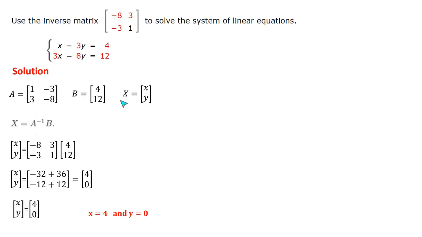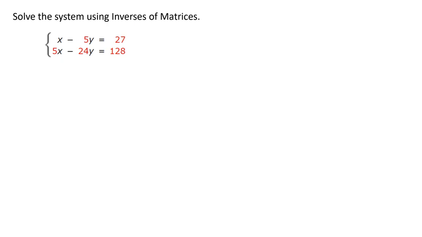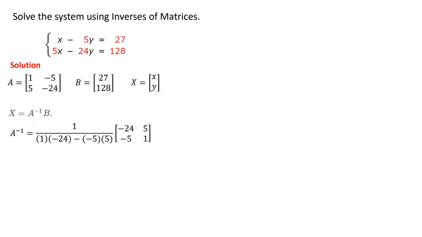Okay, so what if they don't give you the inverse? Because here they gave you the inverse. So let's do an example. First, we need to get the stuff that we need. So matrix A is 1, -5, 5, and -24. Again, that comes from the coefficients for our variables here. And then matrix B is going to be your constants, 27 and 128.